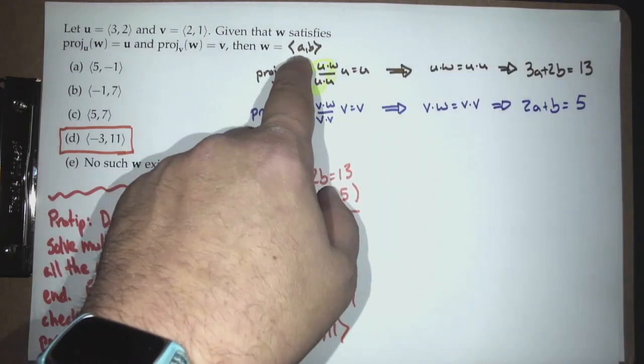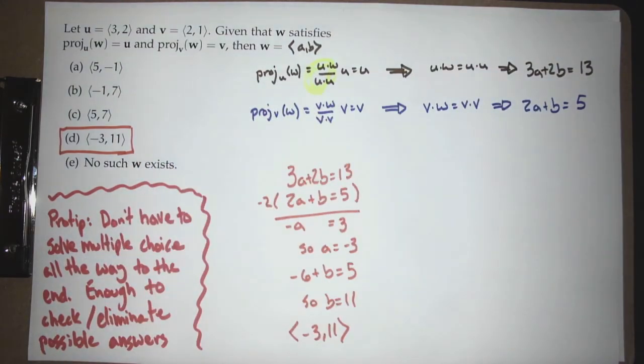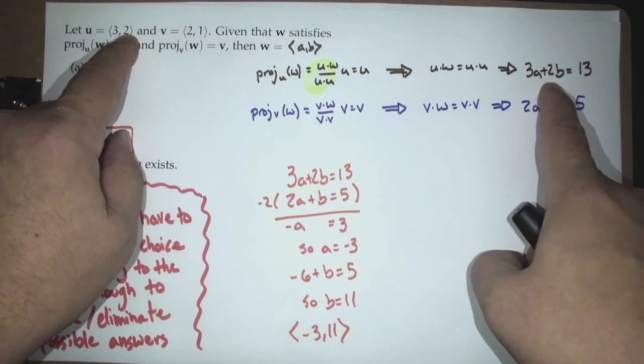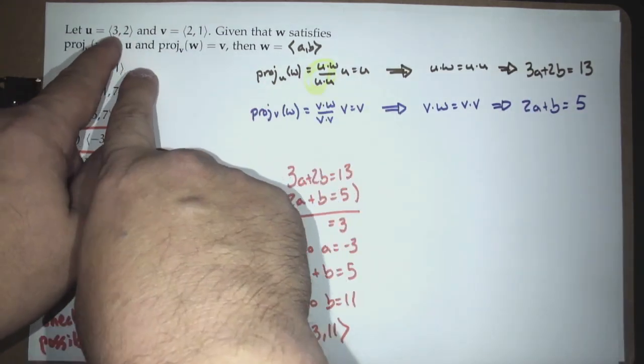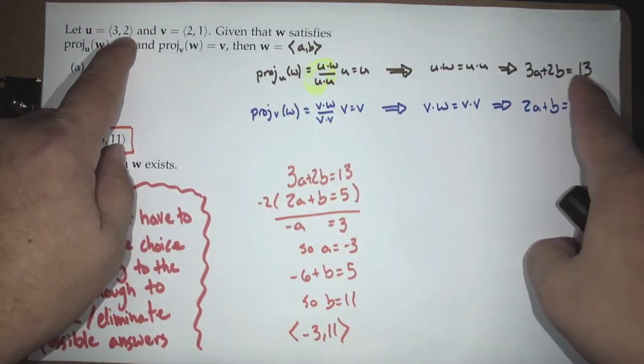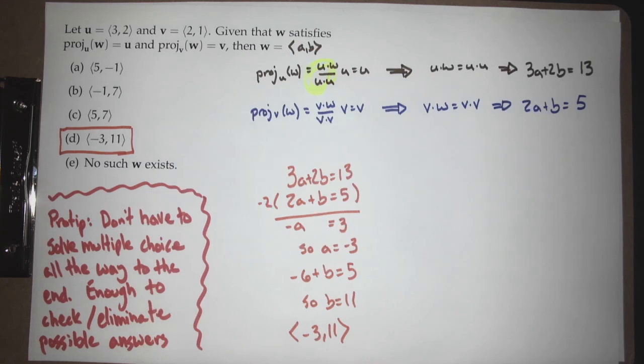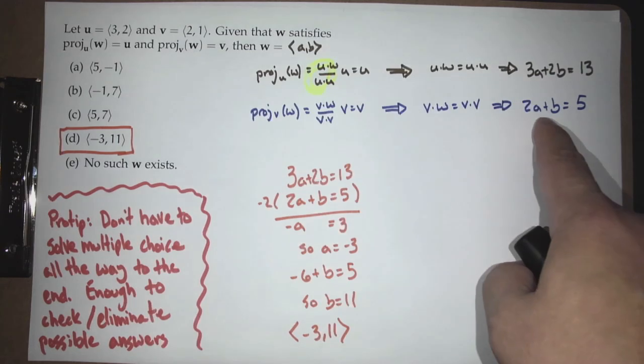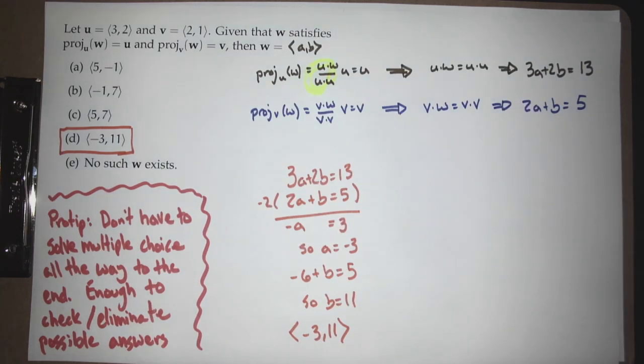Well, if we call W a name temporarily, (A, B) for example, then that leads us to a relationship. So U dot W is 3A plus 2B. And then U dot U, 3 times 3 is 9, 2 times 2 is 4, 9 plus 4 is 13. Same process. We do the projection of W onto V, you get another relationship, 2A plus B equals 5.